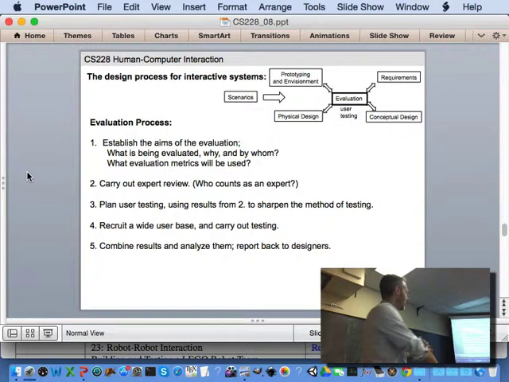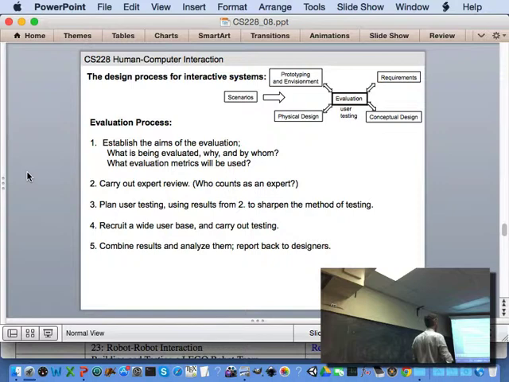Okay. So let's talk about the evaluation process. So inside the overall design process, how do you actually carry out a round of evaluation or user testing? What are the aims of the evaluation? So what aspect of your system is being evaluated and why are you doing it at this point? And who is going to evaluate it? And what are the metrics you're going to use? What are the numbers you're actually going to record during user testing, where those numbers will tell you whether your prototype is on the right track or not, right? So set out your goals.